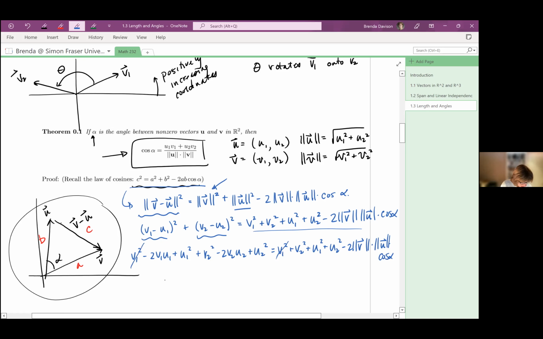Always a nice feeling. That can cancel with that. That can cancel with that. The U squared can cancel with that. And I am left with the following terms: minus 2 V1 U1 minus 2 V2 U2 equals minus 2 norm of V, norm of U, those are multiplied, times cosine of alpha.